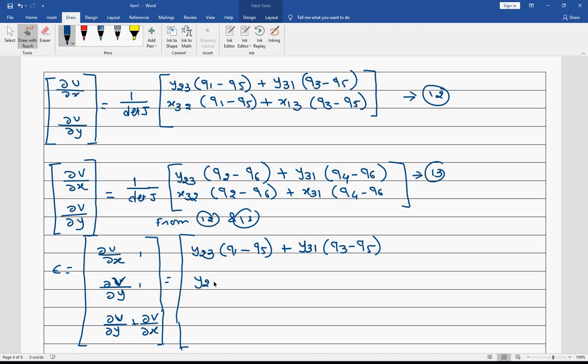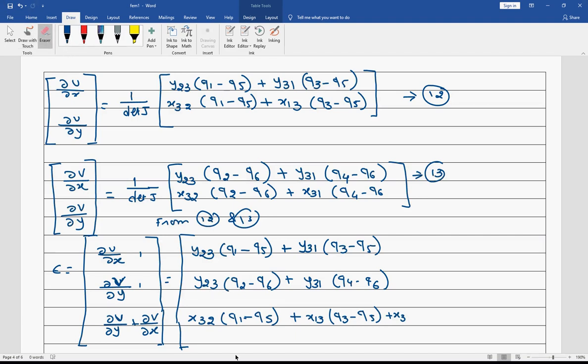Then I can write y23 (q2 minus q6) plus y31 (q4 minus q6), then I can write x32 (q1 minus q5) plus x13 (q3 minus q5), okay, plus, okay, here I made the mistake.